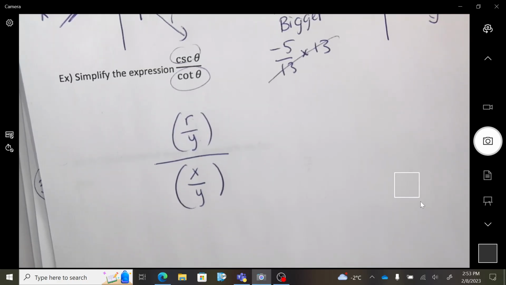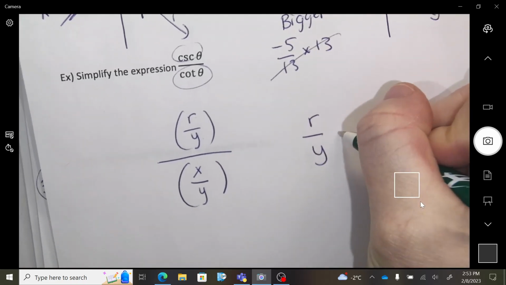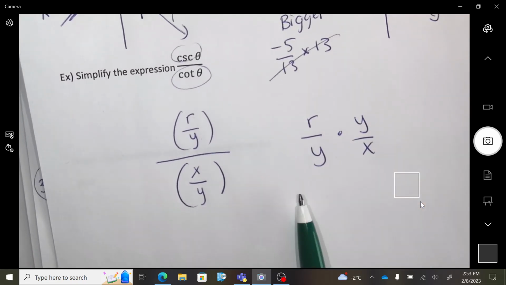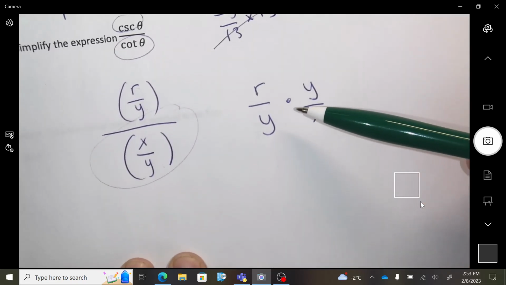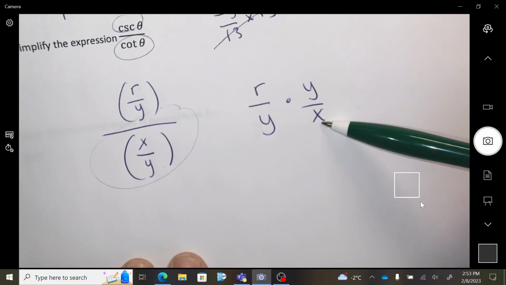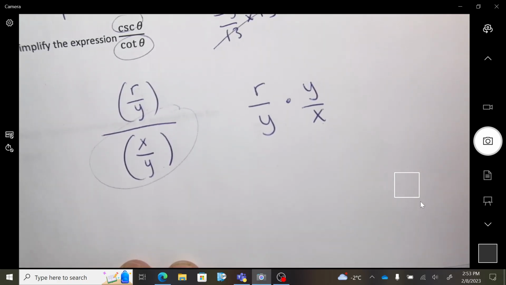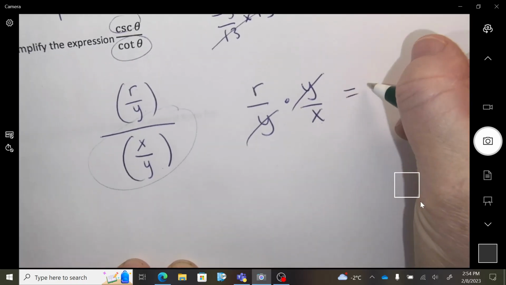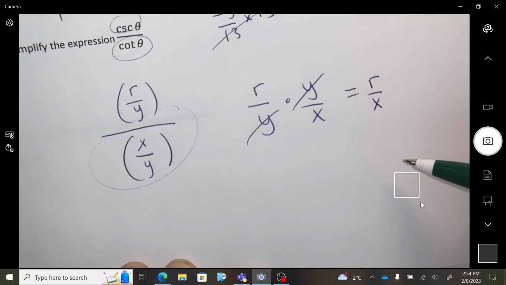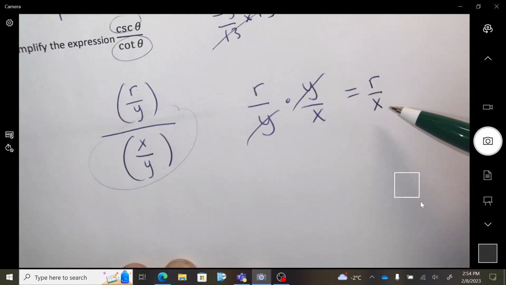Who can tell me how to do a fraction divided by a fraction? What's a good method? Flip the other one and then times. Multiplying fractions, flip and times. I learned that from Madame Soda in grade 8. So instead of dividing by that, I flip it and multiply. What can simplify? Take out the y's, which leaves me with r over x.